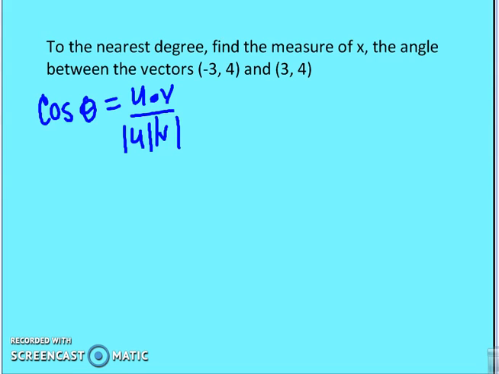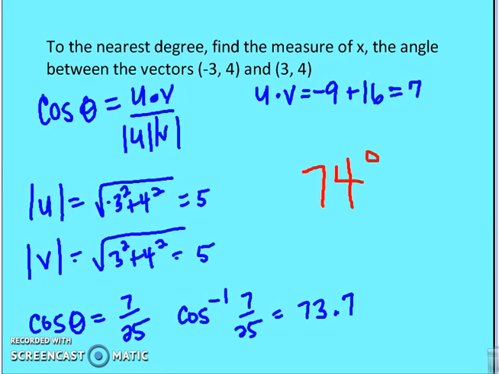All right, same thing here. I'm going to pause while you figure this out. All right, you should end up with, to the nearest degree, 73.7 degrees, or 74 degrees. You can check your work here by pausing.